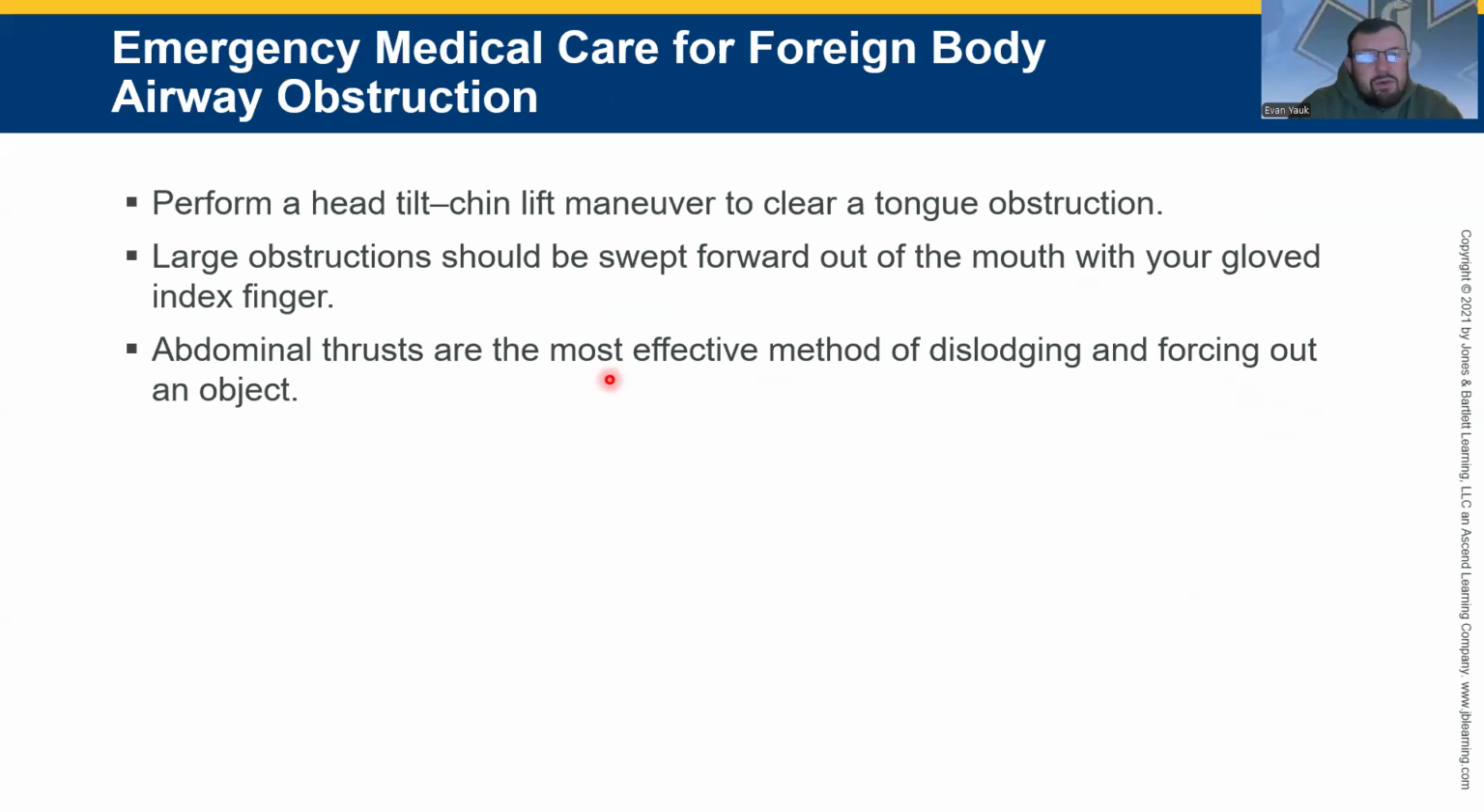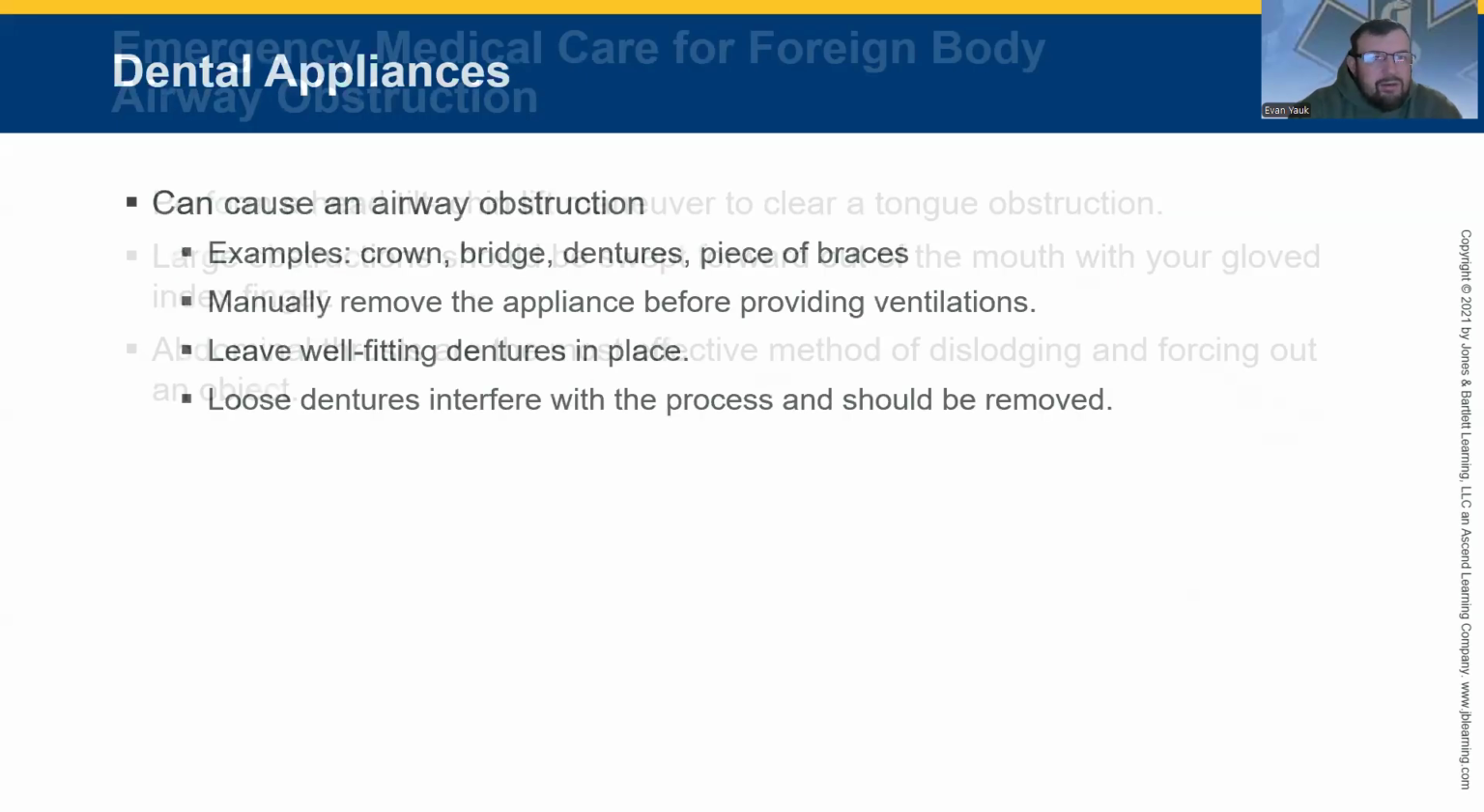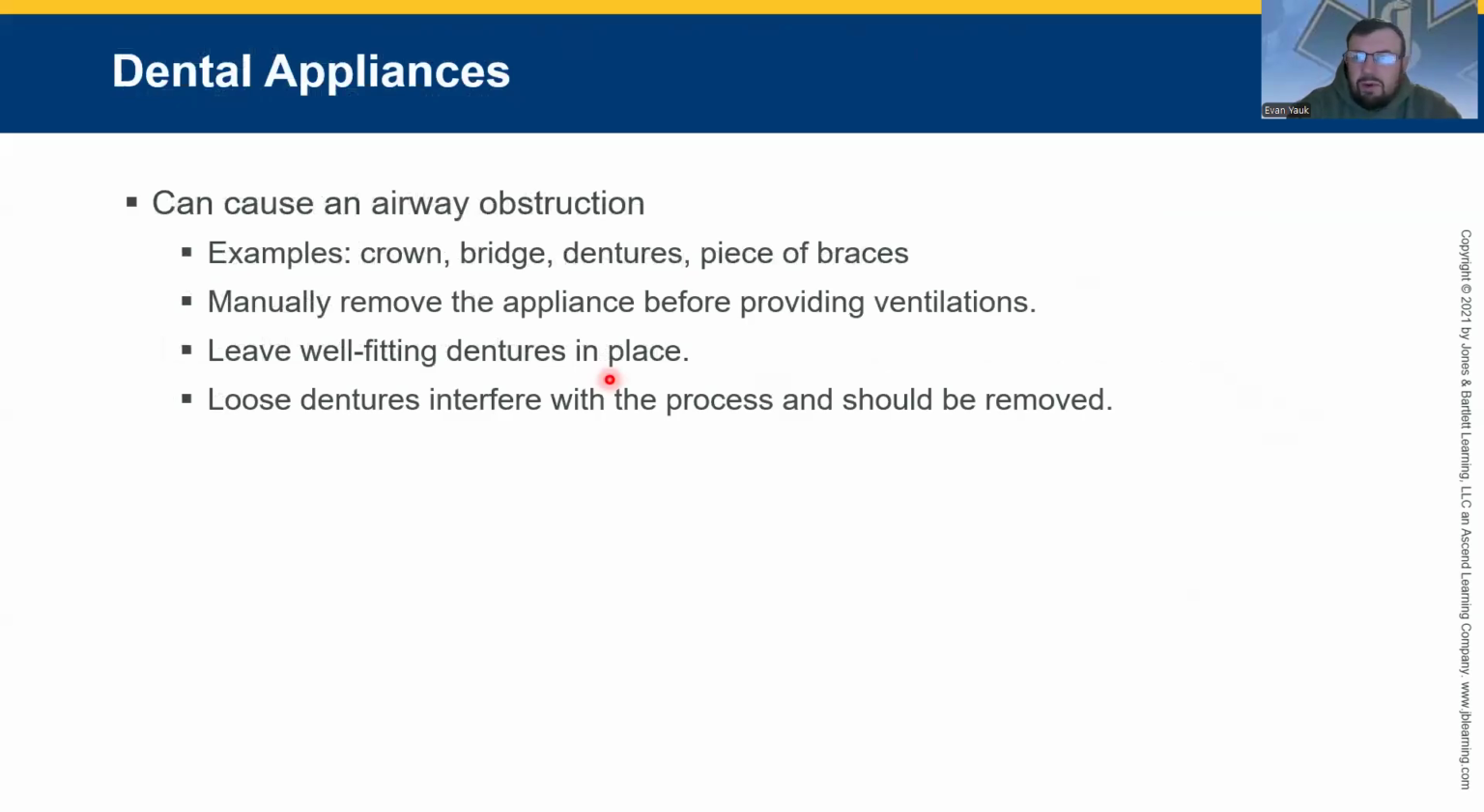Emergency medical care for foreign body airway obstruction: perform the head tilt chin lift maneuver to clear the tongue obstruction. A large obstruction should be swept forward out of the mouth with a gloved finger. Abdominal thrusts are the most common and effective, as we talked about. Once they go unresponsive, we begin CPR.